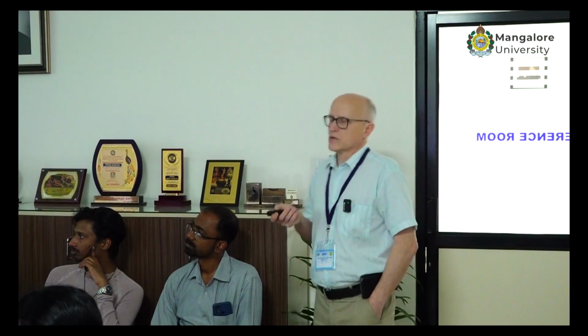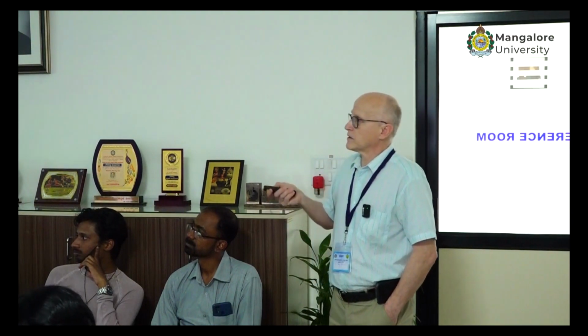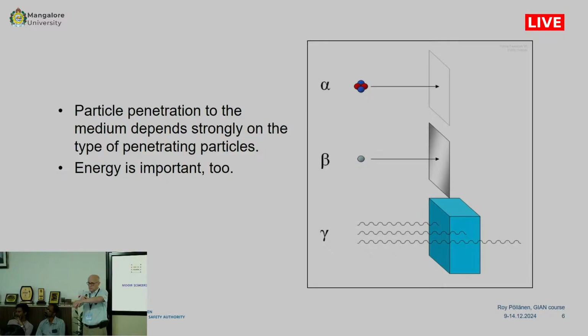As you know, this is very familiar to you, but alphas do not penetrate. Even paper stops alphas. But gammas, and especially neutrons, go deep into the material. Betas go, for example, around 1 centimeter. It depends on the beta energy.